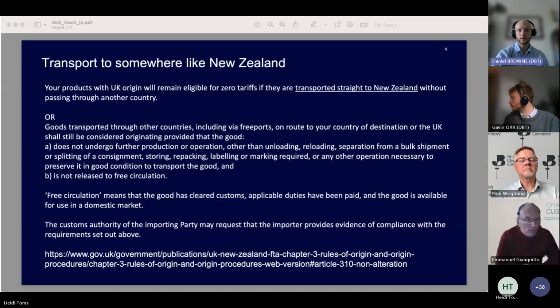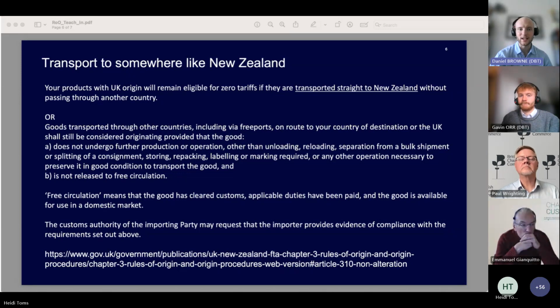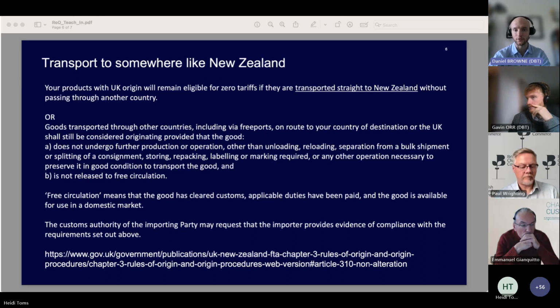So one common question that policy officials like Gavin and I experience is about how you ship your goods. How do you send them from the UK to the place that you're looking to export to? So we're going to continue in the example of New Zealand here.